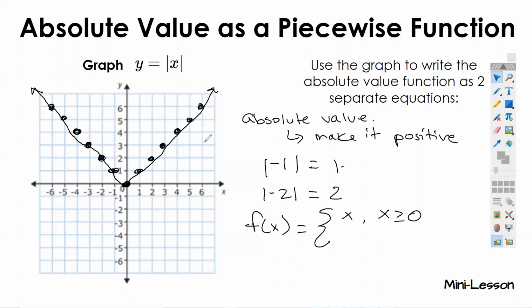So for any positive number, if we plug it into this equation, we just get the positive number, right? It doesn't change anything. But if we plugged in a negative number, we would have to make it a positive number. So that's where we're going to use the absolute value. So we're going to say x is less than 0. I'll give you a second to write that down.